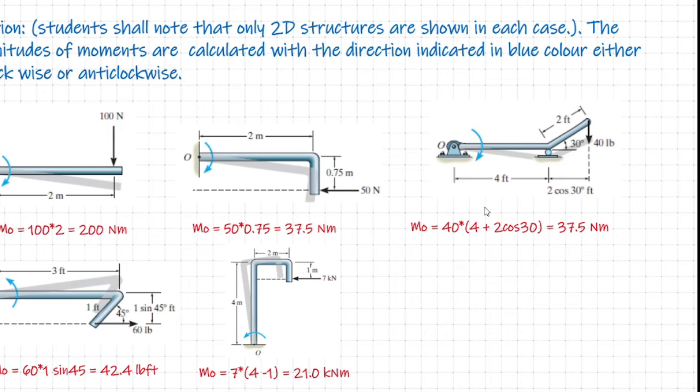Please remember that the moment should always be measured perpendicular to the line of action of the force F. So in this case, it is 4 plus this distance, that is nothing but 2 cos 30. So this works out to be 37.5, and we know that this definitely produces a clockwise turning effect at the point O. So we define the magnitude as well as the direction for the moment calculated at the point O.